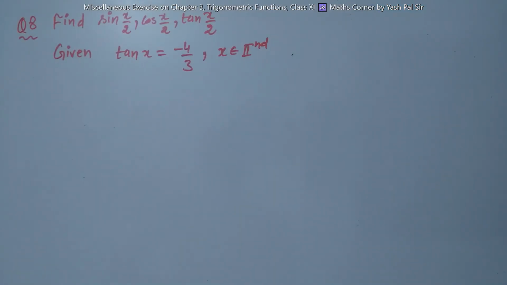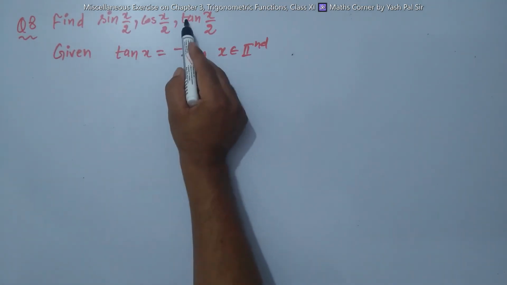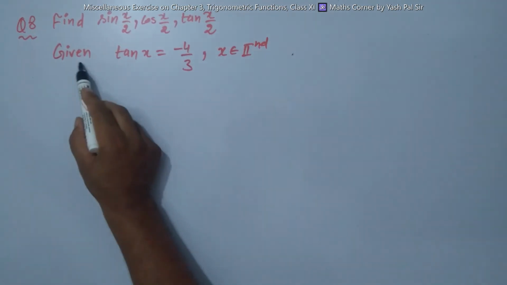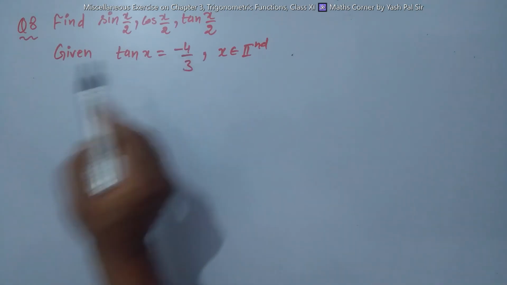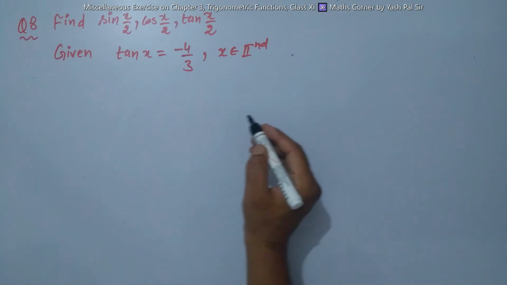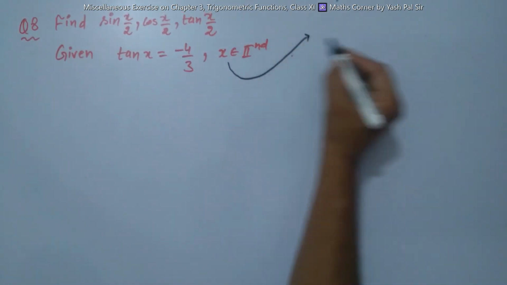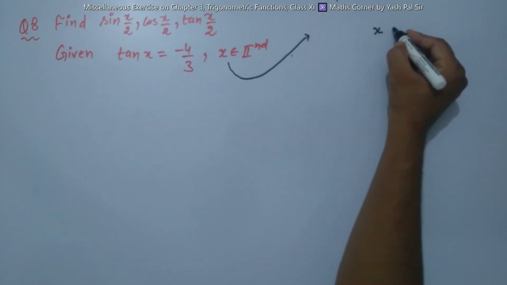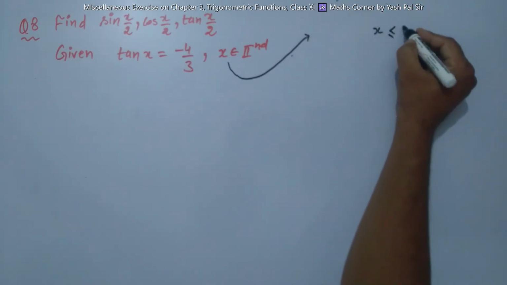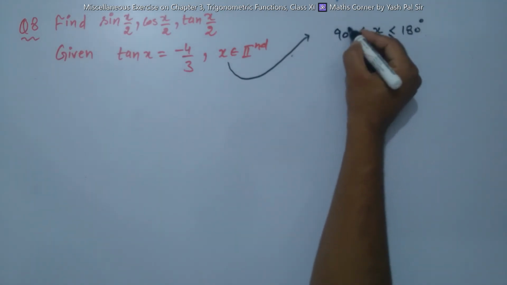So question number 8, what is the question? Find sin x upon 2, cos x upon 2, tangent x upon 2. What is given? Tangent x is equal to minus 4 upon 3, where x belongs to the second quadrant. So first of all we start from here. x belongs to the second quadrant, so it means x is less than 180 degrees and greater than or equal to 90 degrees.